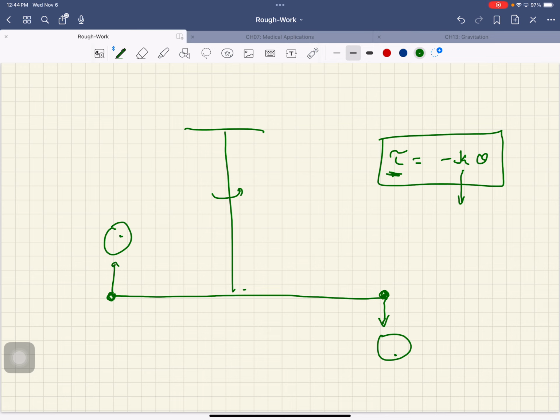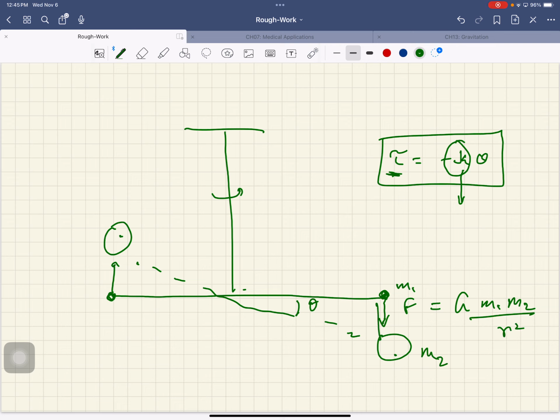And that will twist this thing through an angle theta. And if it twists through an angle theta, I know what the force must be. I can calculate the force because I've already measured the torsion constant for the wire. That was the idea. And this force would be equal to G times M1 M2 over the distance squared. And I know how to measure these masses, and the distance is easy to measure.